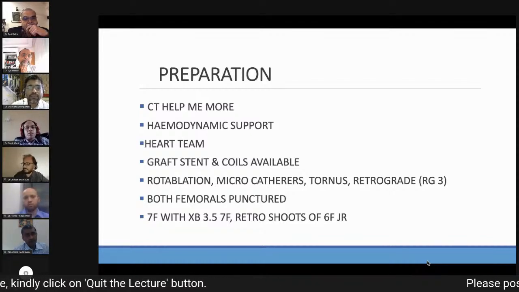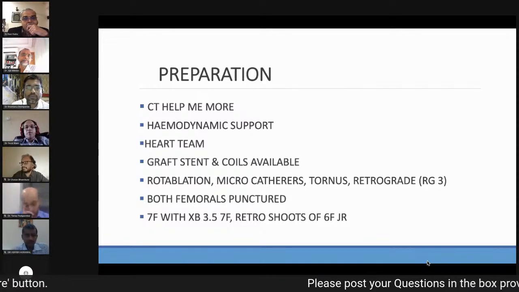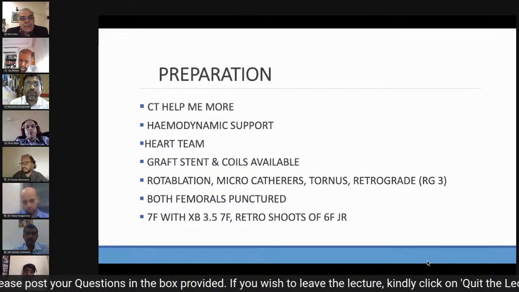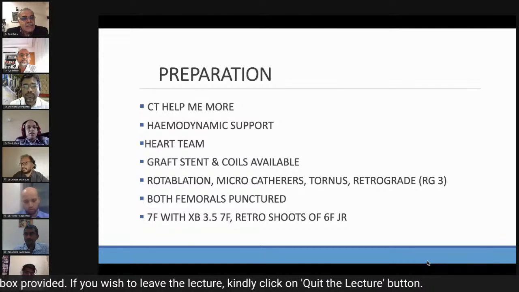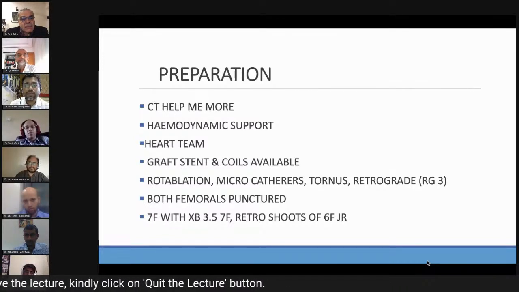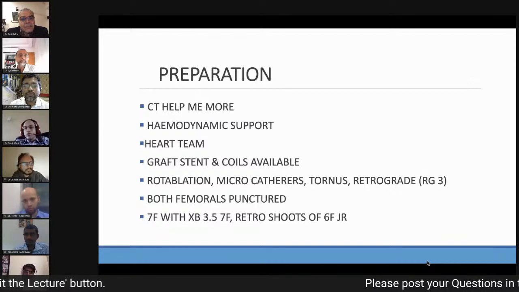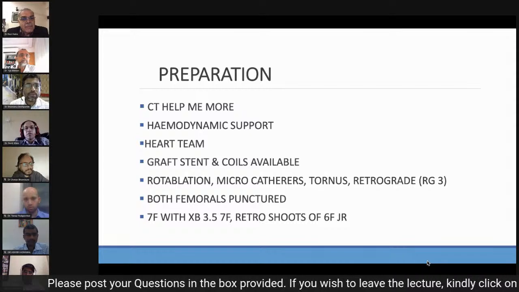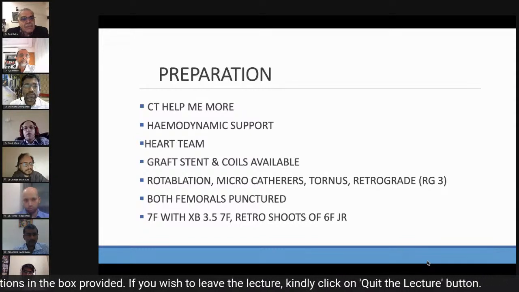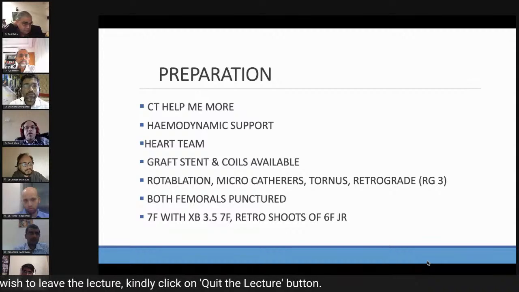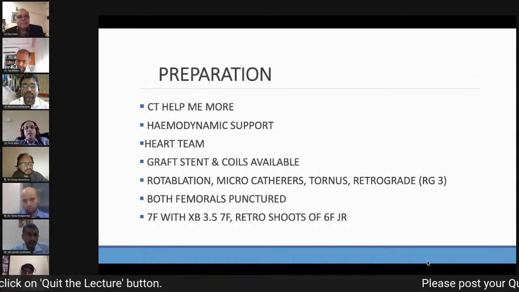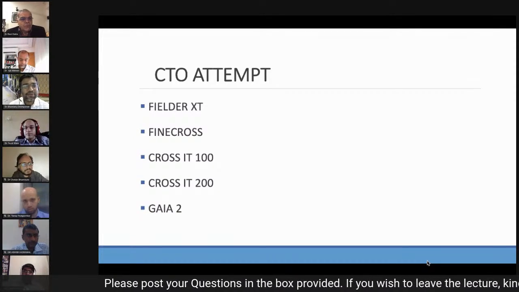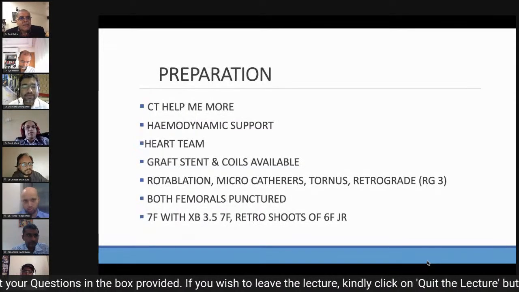Yeah. So rotablation, microcatheters, and Tornus were prepared, and a retrograde RG3 wire in case we fail antegrade. Both femorals were punctured, 7 French XB 3.5, and for the retro shoots, we had the 6 French JR. Now, I use both femorals, but I think there's a lot of discussion between diradial and radiofemoral. I think more for my comfort, femorals are better. I don't know what the panel does. It's an individual choice, I think. Yeah, I would go with both femorals. It's all individual experience.